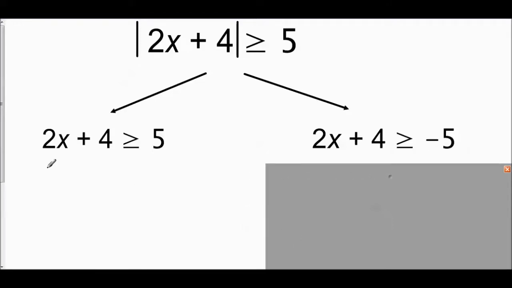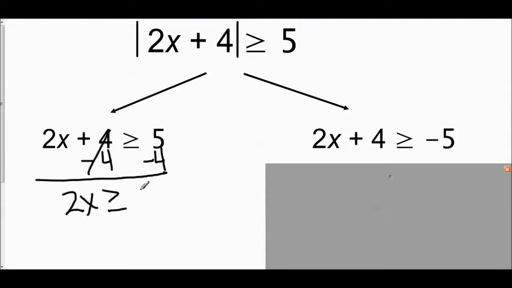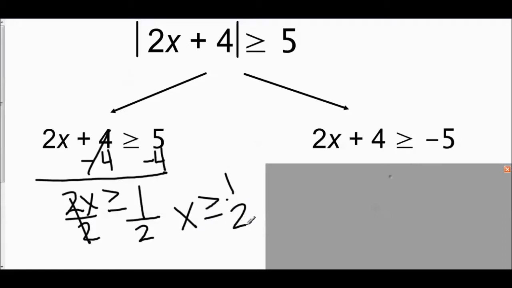So let's go about solving it now. Just like we did earlier in the chapter, we're going to subtract 4 on both sides. I'm left with 2x, 4 minus 4 cancels, is greater than 5 minus 4 is 1. So then undo multiplying by 2 by dividing by 2. And that cancels. So x is greater than or equal to 1/2.